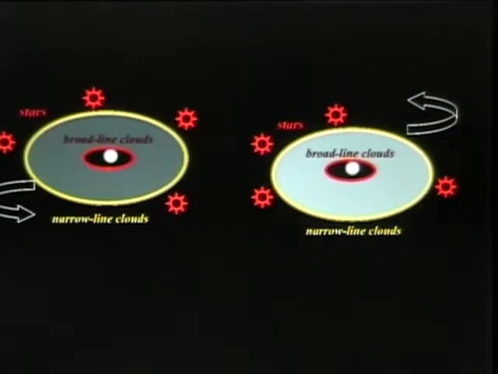Now, when two such quasars merge, what would happen? At large separations, they will have their own narrow line region and broad line region, but as they come close, they may share the same narrow line region, but will still have two separate broad line regions. And eventually, they will share the same broad line region as well.